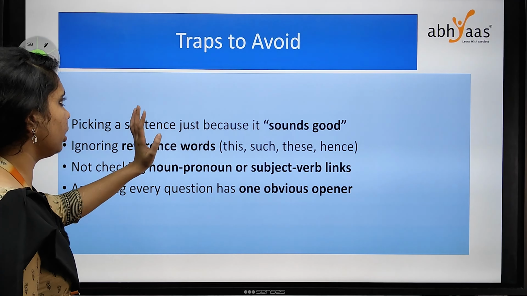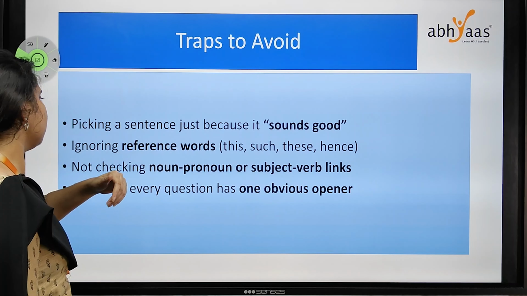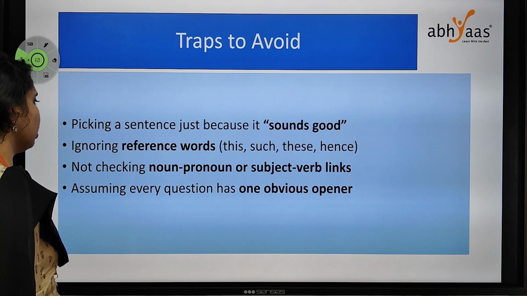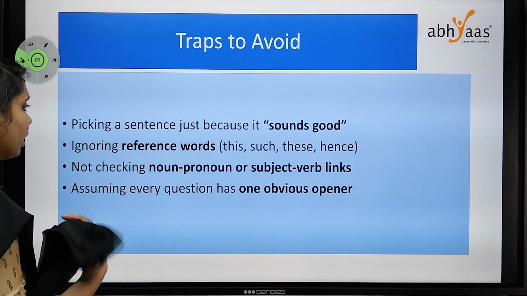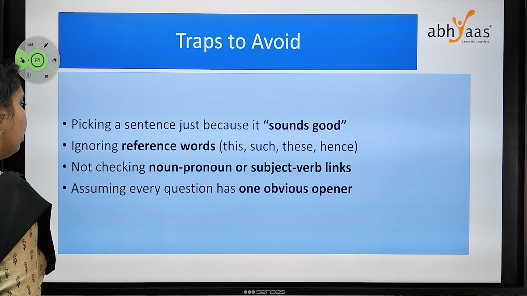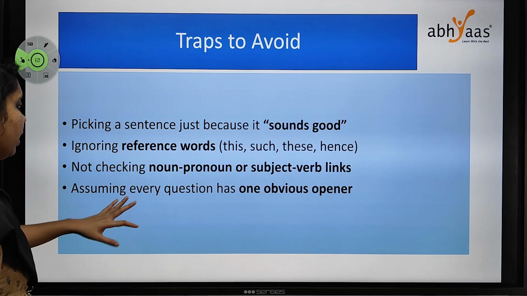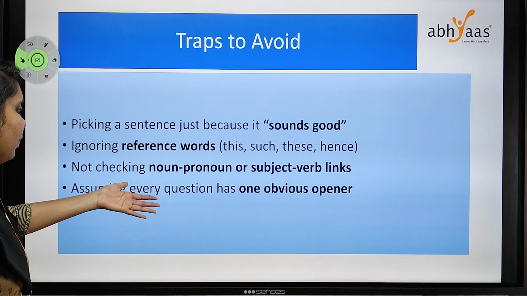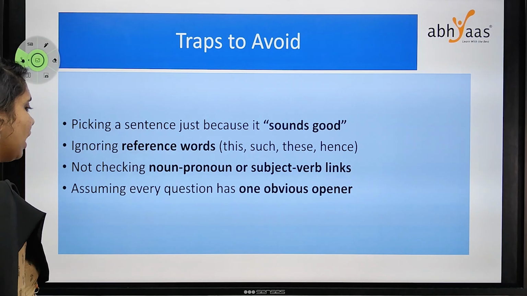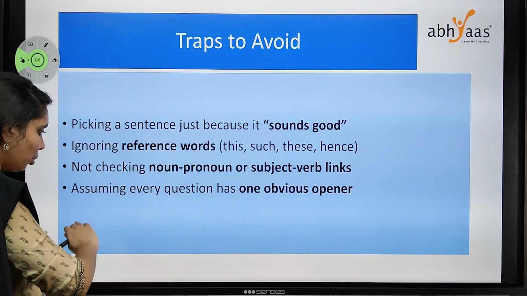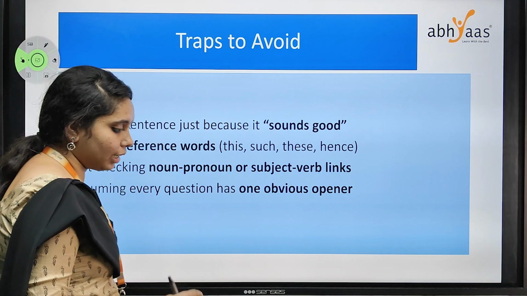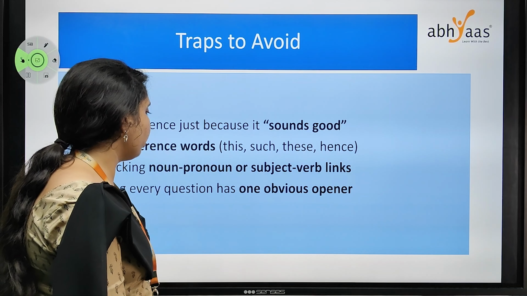Some things that you have to avoid are options that just sound too good, ignoring reference words, not checking whether the noun and pronoun are in agreement, or assuming every sentence has one obvious opener. Don't do this. If you really search for the right opener, you will find one.